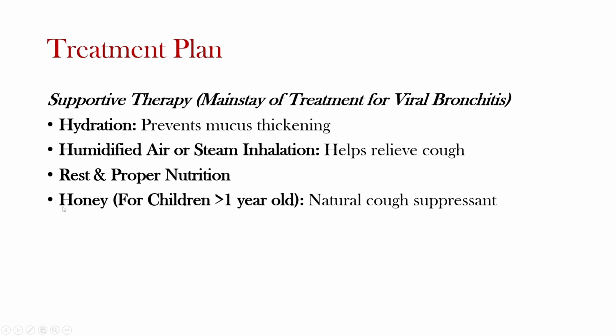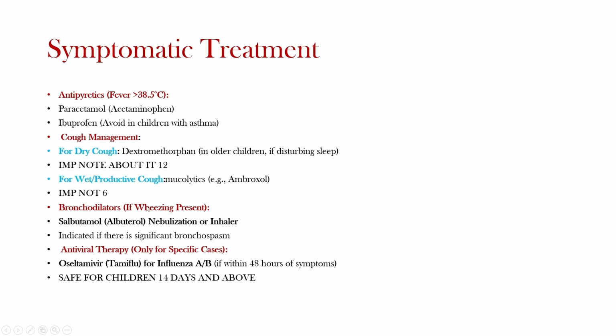Honey, for example, is a natural cough suppressant, so we give it to children more than 1 year old, because cough suppressant drugs are not that safe for children, so just give them honey, not drugs. So then we'll have a symptomatic treatment.